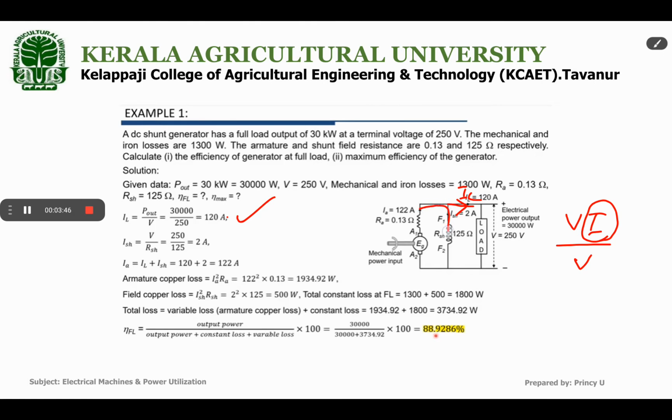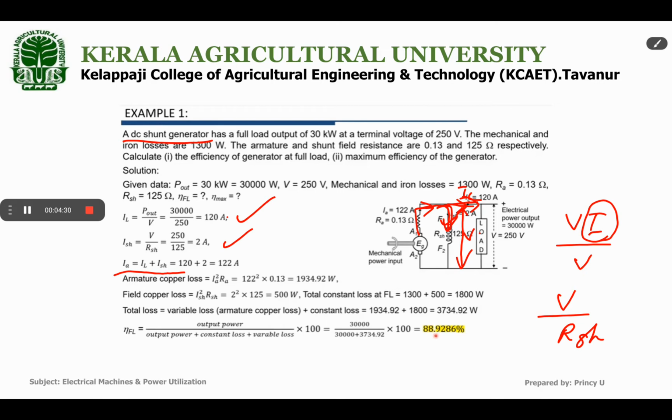Now you should find the shunt field current ISH. The voltage across the shunt field winding is the same as V because the load and shunt field winding are in parallel in a DC shunt generator. So V divided by the shunt field resistance will give you ISH. Then you can calculate the total armature current, which is split into shunt field current and load current. So IA is IL plus ISH, 120 plus 2, that is 122 ampere.